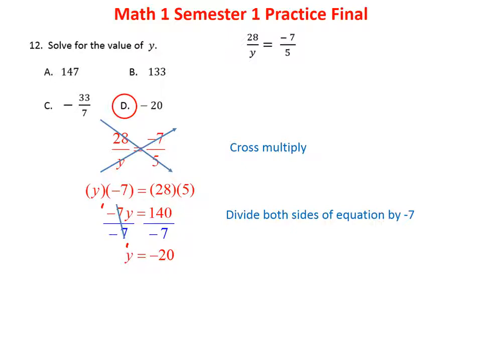There's an alternative method you could use. You could look and say, what do I have to multiply negative 7 by to get 28? You say, oh, negative 4. Then looking down here, what is 5 times negative 4? Well, 5 times negative 4 is negative 20. That's just an alternative way that you can sometimes see in a proportion, looking either horizontally or vertically.